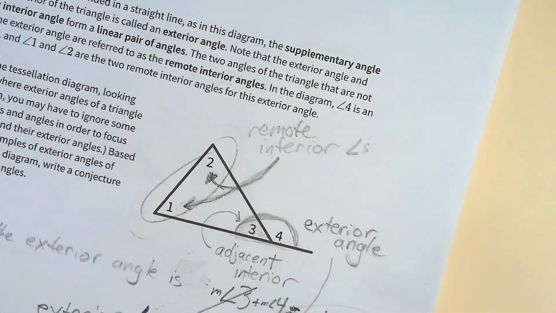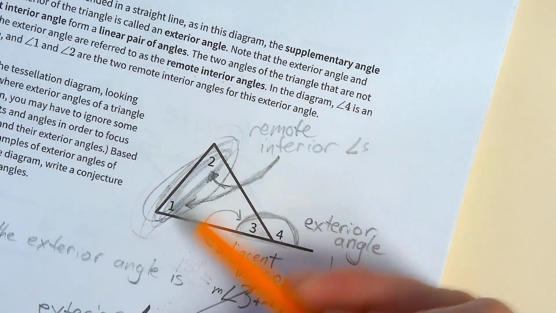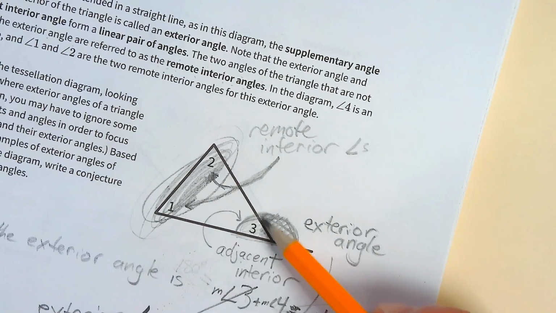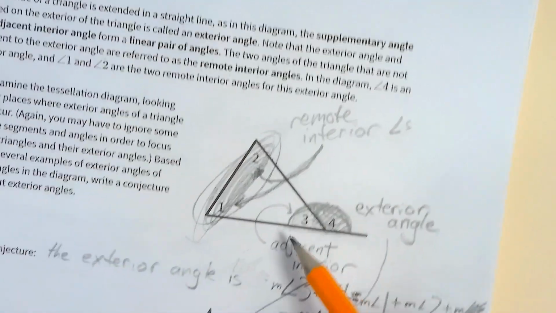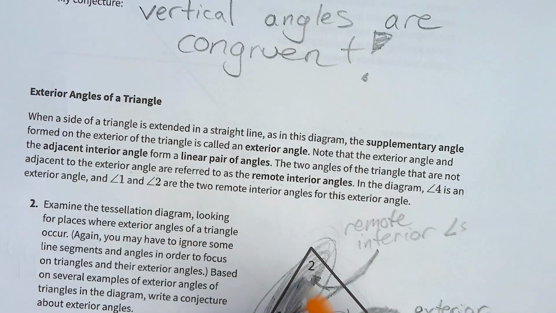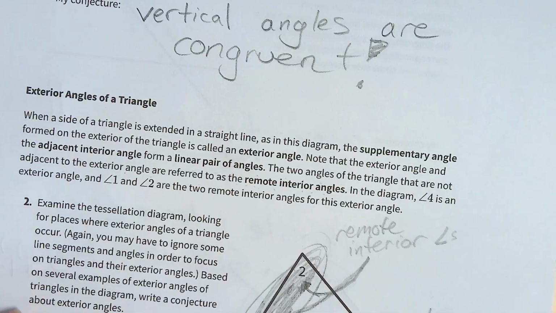Remember this? I should get some colored pencils. Here's the exterior. These two are the same as this one. 3 is not involved. You can get 3 involved. Obviously, it was involved for the proof, but once you prove it, it doesn't matter. Those two add together to make that one. If you know 4 and 2, you can figure out 1 by subtraction.